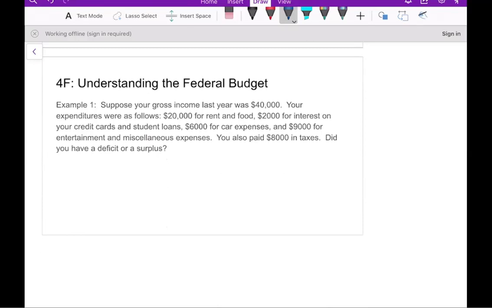budget. So we're going to suppose that our gross income was $40,000. And that our expenditures were $20,000 for rent and food, $2,000 for interest, $6,000 for car expenses, and $9,000 for entertainment and miscellaneous expenses, and $8,000 in taxes. Now, did we have a deficit or a surplus?